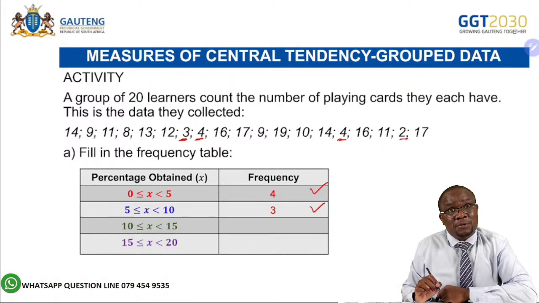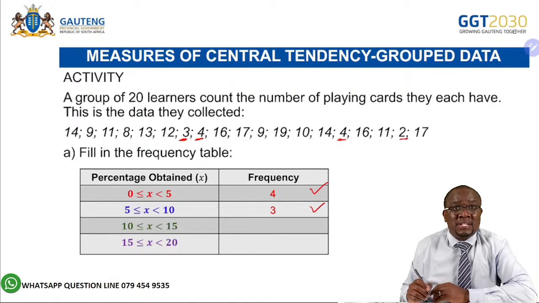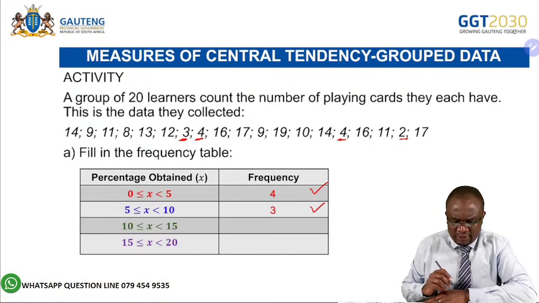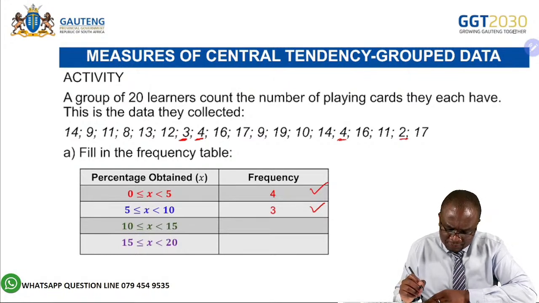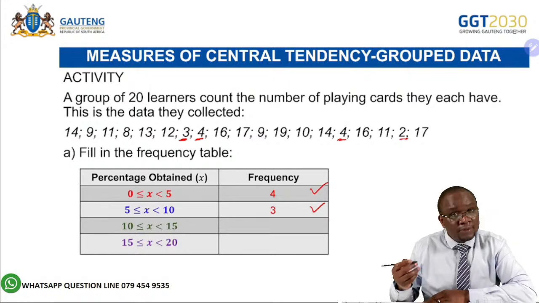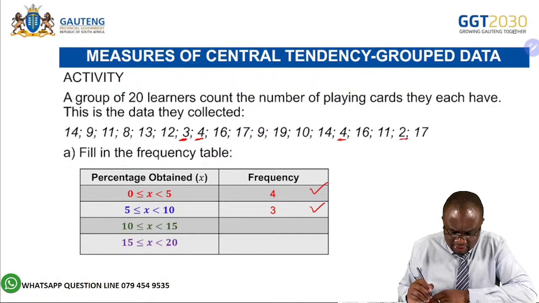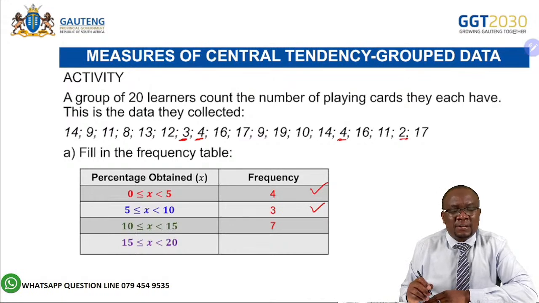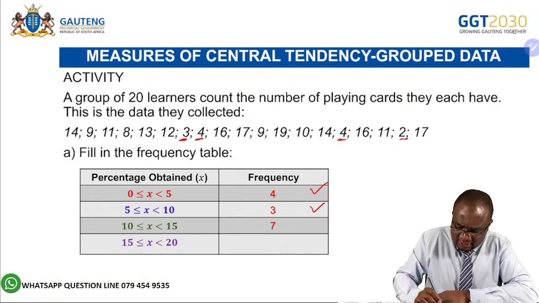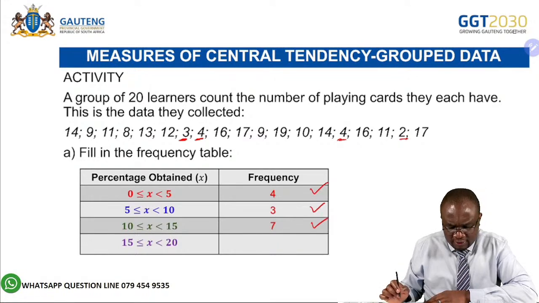Please, if you got it wrong, correct it, because we're going to use this table for our next questions. Make sure that your table is correct. Also, if maybe we made a mistake, please tell us so that we can correct it together. And then 10 to 15. Did you get 7? I got 7 from this side. If we agree, we move on. You can check if it's 7.